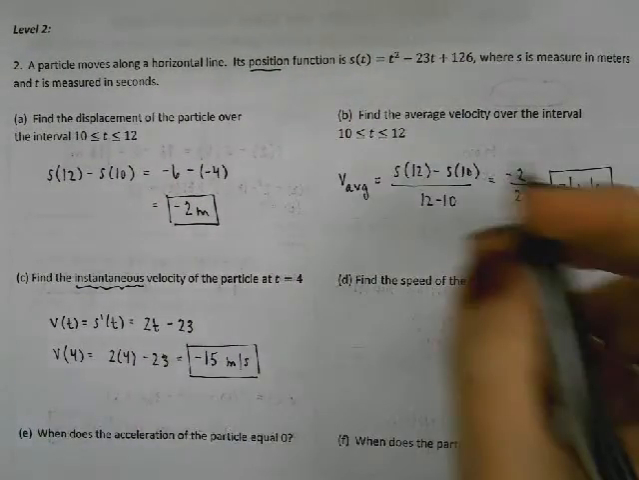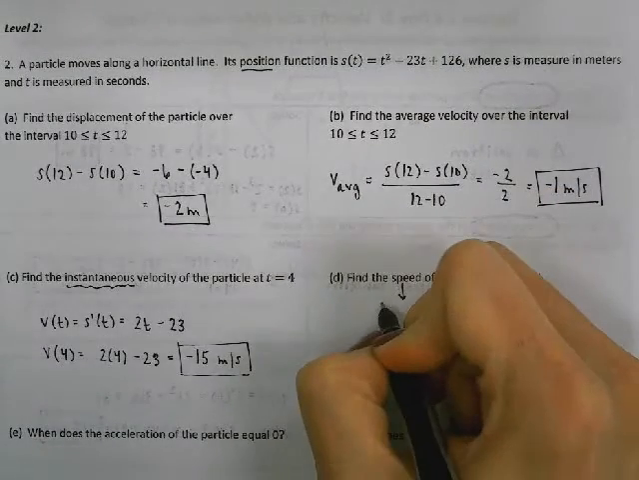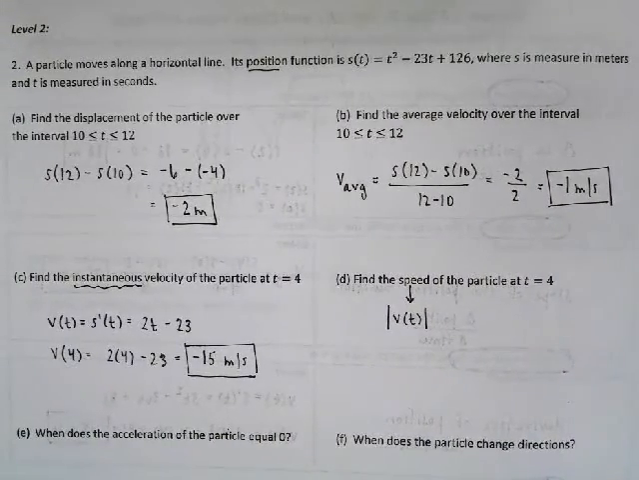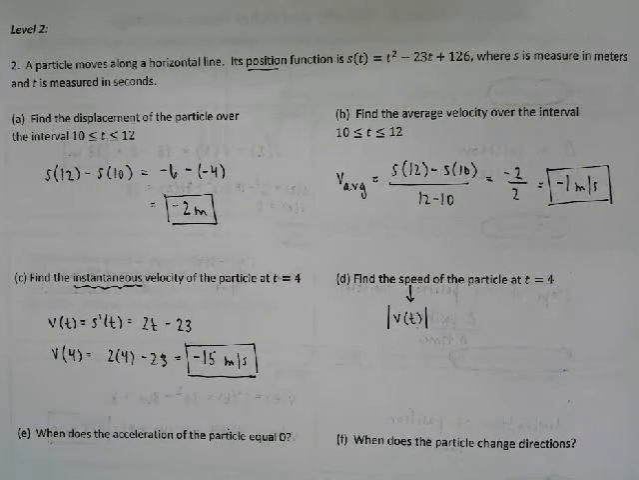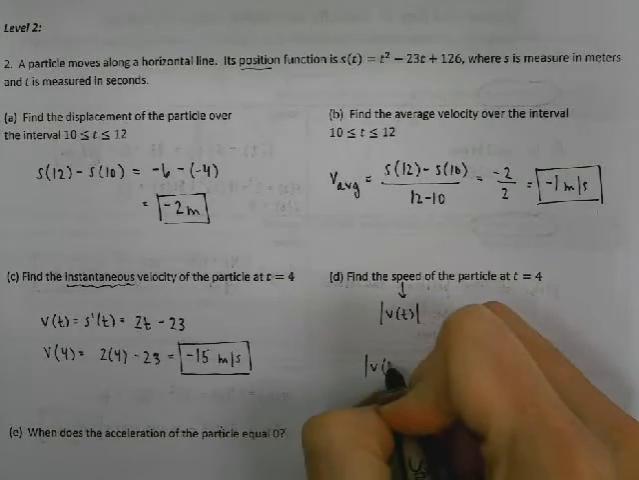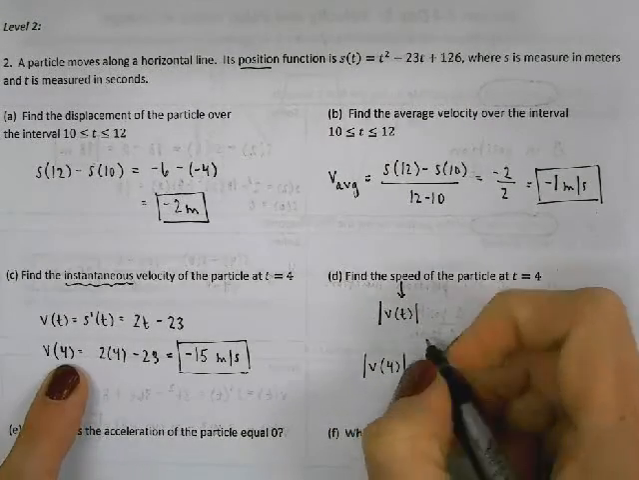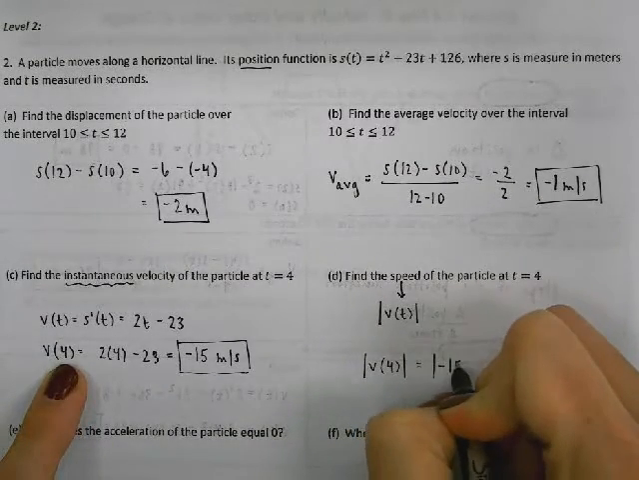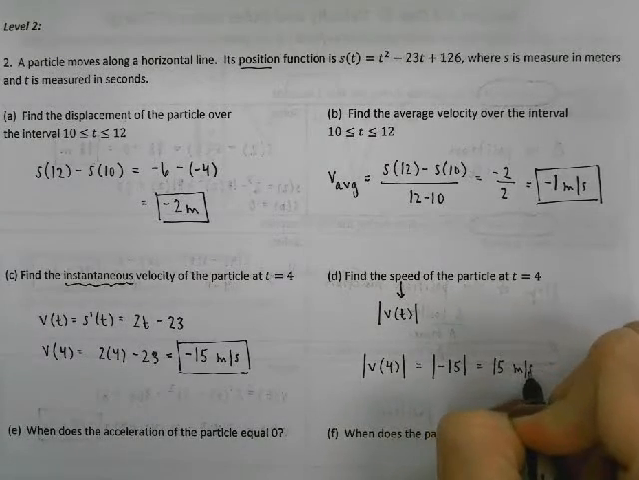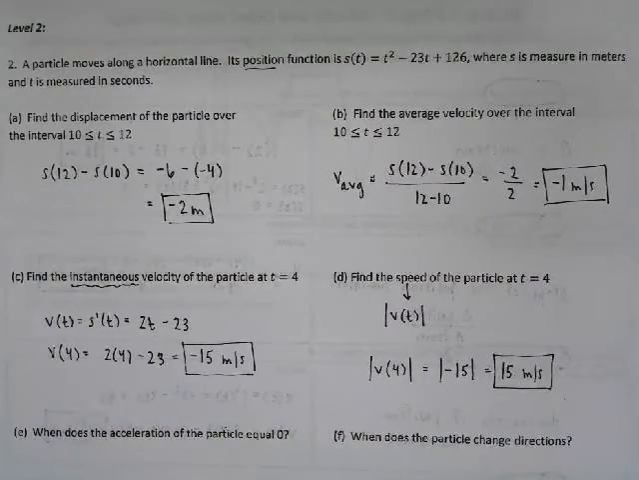Now, speed we haven't gotten into too much, but if we remember back to the previous video, speed is just the absolute value of velocity, because speed is only concerned with how fast the particle is moving, not the direction. So if I want to find the speed, I need the absolute value of the velocity when time equals 4, which I know from this result here is the absolute value of -15. So my speed is just 15 meters per second. Again, we don't take into account the direction of travel when we're talking about speed.